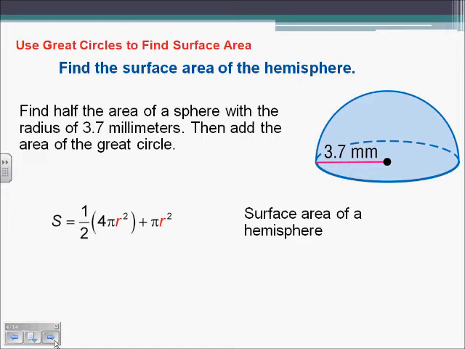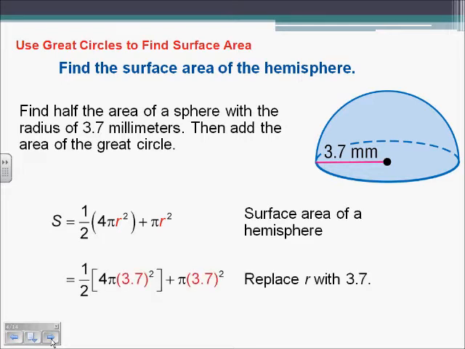So then we just plug in our radius in here, our 3.7. So we know 1/2 of 4 is going to be 2, so we'll have 2 pi times 3.7 squared plus pi times 3.7 squared. When we multiply all that out, we're going to end up getting a surface area of 129 millimeters squared.